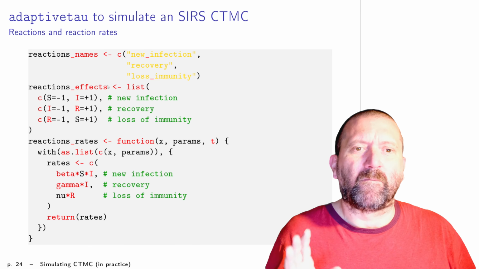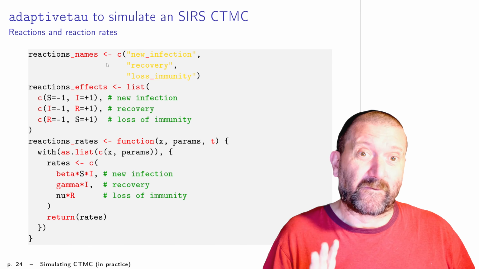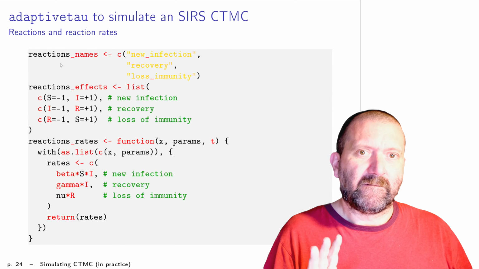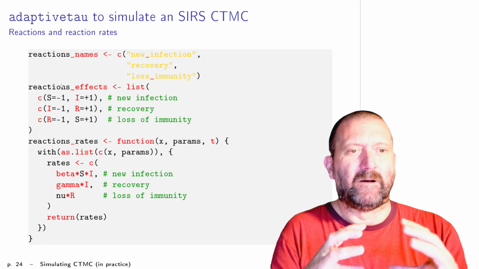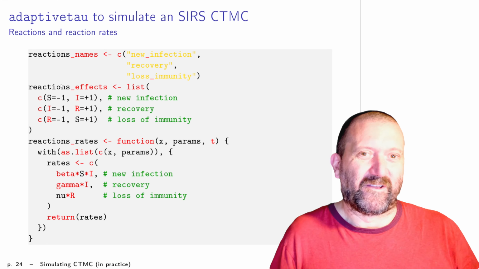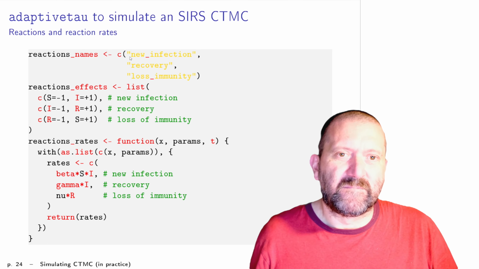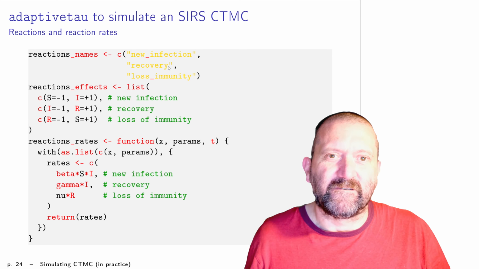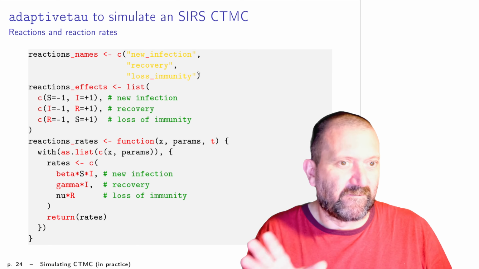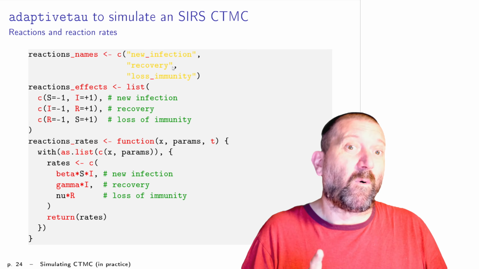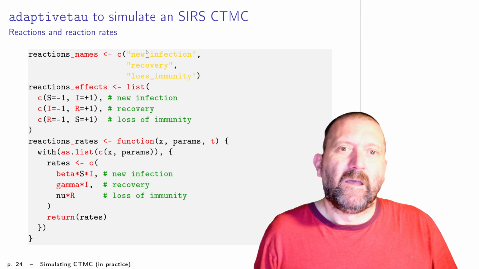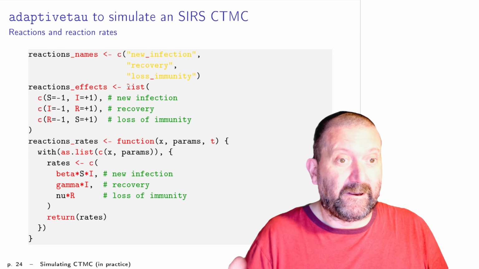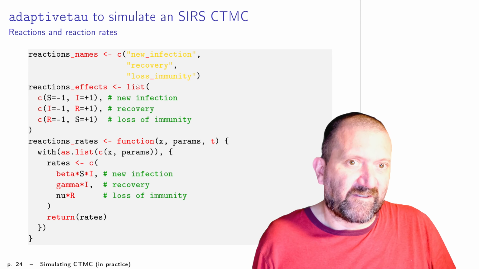The very simple difference is that Gillespie SSA2 has those 3 components in the same function, essentially. Here I'm naming reaction names. There's one called new infection, recovery, and loss of immunity. These are the reactions. This is not required, but you will see it's useful later. So these are the reaction names, and these are the reaction effects. And in Gillespie SSA2, they must be provided as a list.